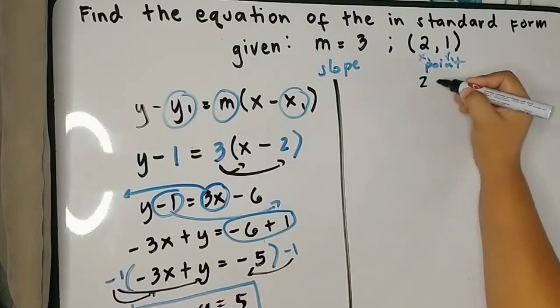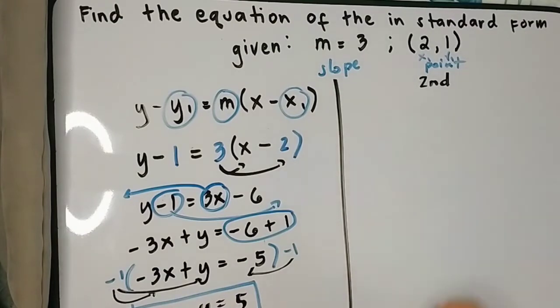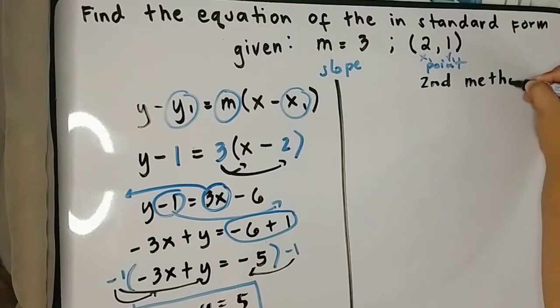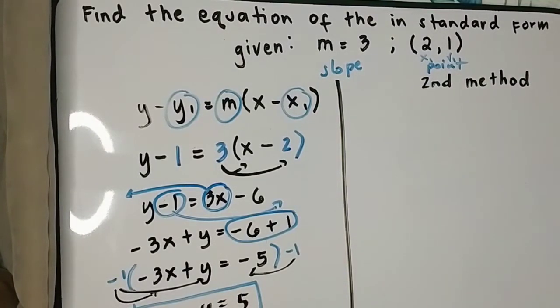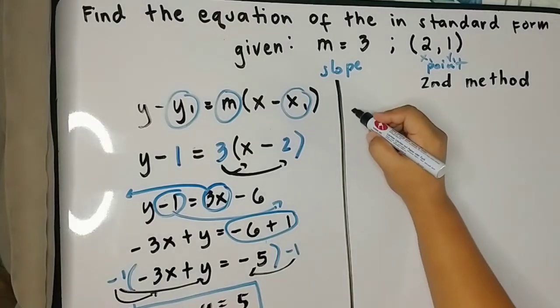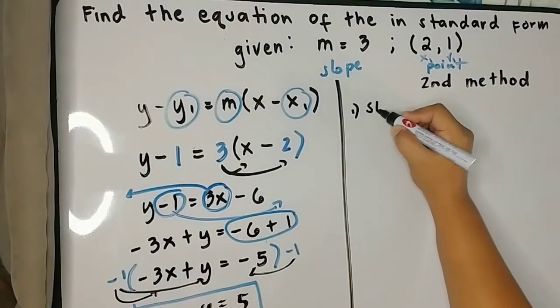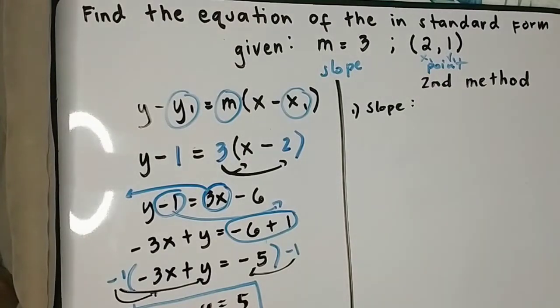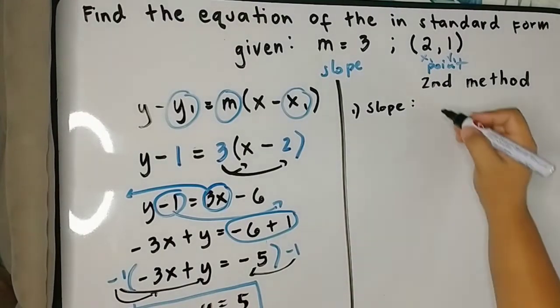Yung second method, hindi na natin gagamitin yung formula. Okay? Itong formula na to. So, iba na. So, in second method, first is you're going to identify the slope. Okay? So, first is identify the slope. Okay? Your slope is 3.